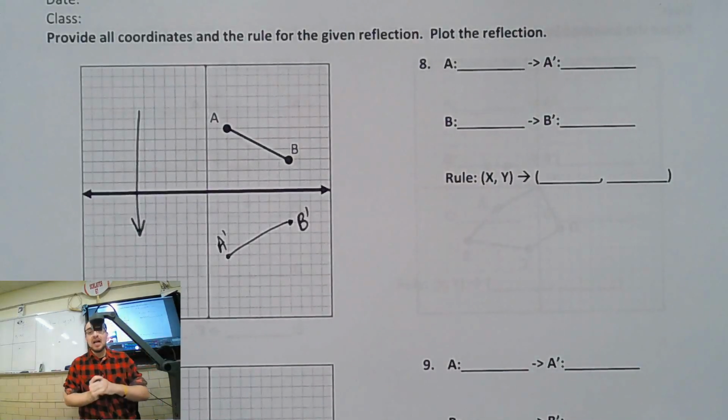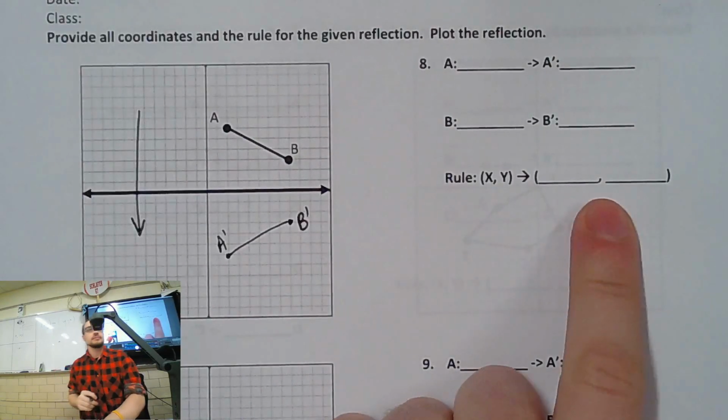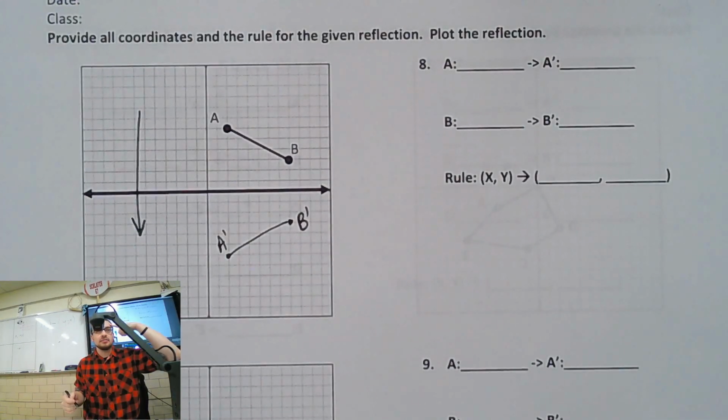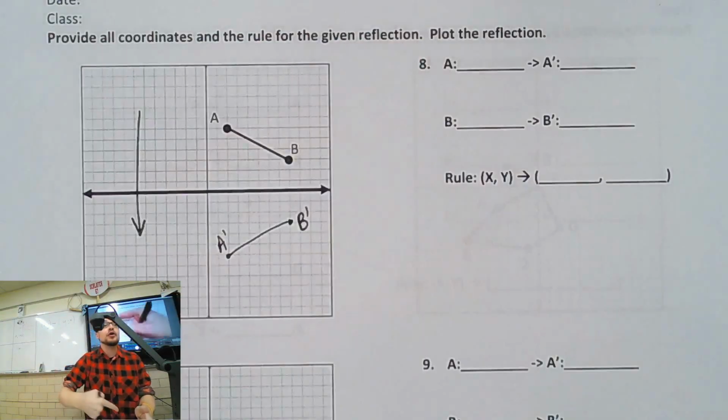Now, I could write down those coordinates, and then I'm good to go. But we need to know the rule. If I write down the coordinates, I can probably see what's going on there, right? We're going to negate one of them, right? But what is the rule for a flip across the x-axis, otherwise known as a vertical flip?